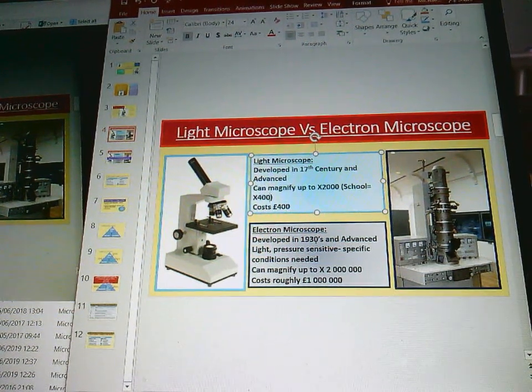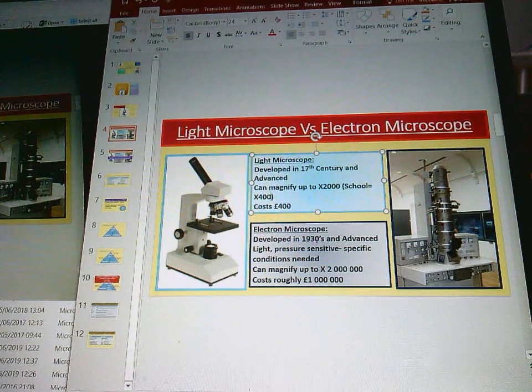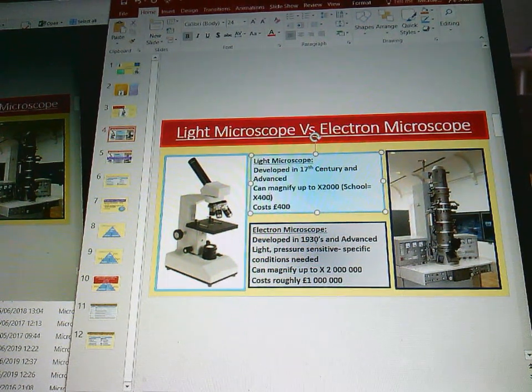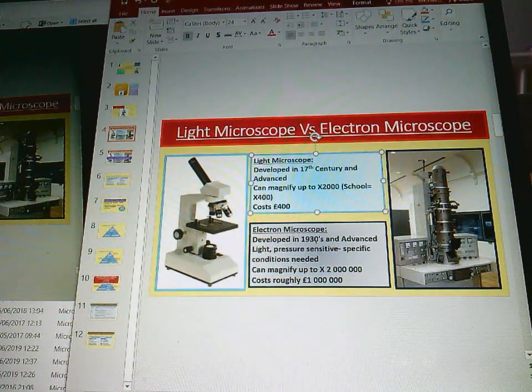Okay, so it's much, much more powerful. However, it is much more expensive. Number one, its running costs are much more expensive. The light microscope just needs you to replace the bulb every now and then, look after it, and plug it into an electrical socket. The electron microscope is pressure sensitive and temperature sensitive, and all the conditions around it, like moisture levels, need to be very, very specific. Because of that, it takes more energy and therefore more cost to run to keep and maintain those conditions. It also costs roughly like £1 million to buy. So, you know, we obviously don't have one of those in school.